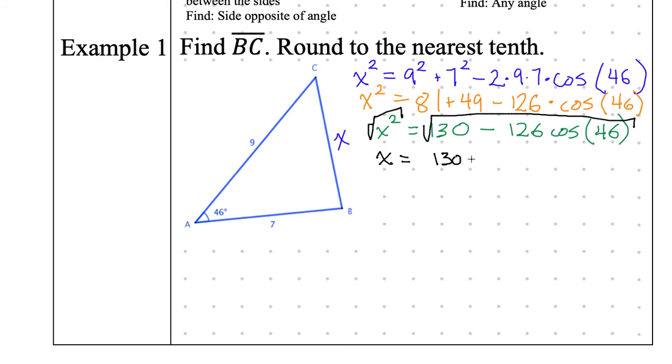I'm going to write that at the very end. 130 minus 126 cosine of 46, in parentheses. I can write that slightly neater. And then square root the whole lot of those. And if I type that into my calculator, I have my answer. And I need to round to the nearest tenth. That means 1 decimal.